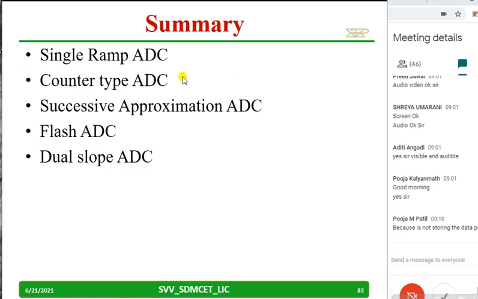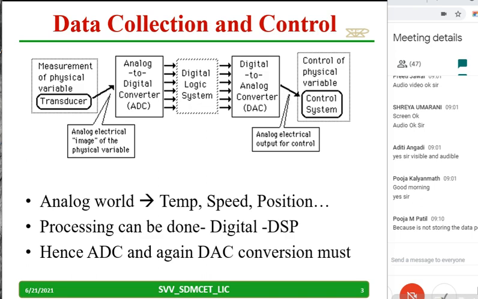So far, we have discussed the single ramp ADC, counter type ADC, successive approximation ADC, flash ADC, and just now we have discussed the dual slope ADC. You have 2 minutes, go through all, and if you have a doubt, you can ask in the chat box. We'll spend a little time. If you need, I can even revise also. Take 1 or 2 minutes, go through all the A to D converters.